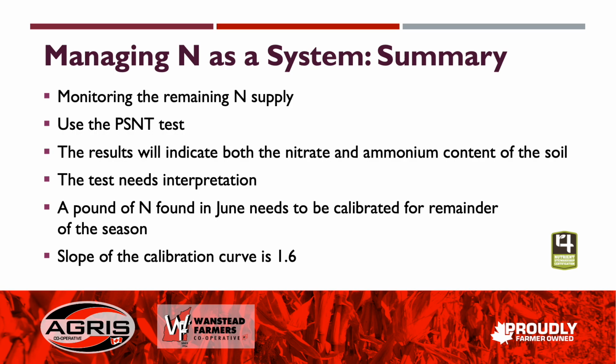The test does need interpretation. If you happen to be doing the test in June, it needs to be calibrated for the remainder of the season. So if you find, say, 100 pounds of N in June from the test, the slope of the response curve is 1.6, which means that 100 pounds of N in June is worth 160 pounds of N for the season.